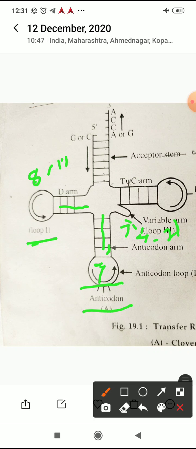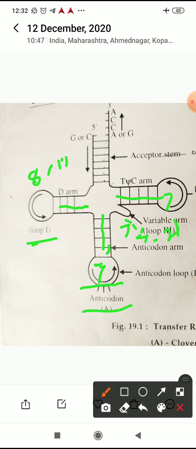Next arm, which consists of 5 base pairs, is called loop 4, which has 7 nucleotides. So this is what relates to the structure of tRNA, that is transfer RNA, and we have tried to understand it with the help of the clover leaf model.